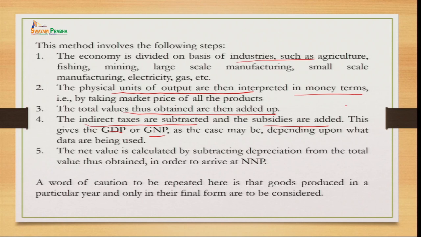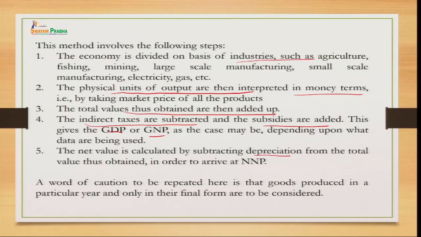So this will give you the figure of either GDP or GNP, depending upon the data which you have taken. If you have only taken the production made by firms within the domestic territory, that will be the figure of GDP. But if you have also taken up NFIA, the production made by the people outside the domestic territory as well, then you will get the figure of GNP. After deducting depreciation from GNP or GDP, you will receive the figure of NNP, that is the net national product.